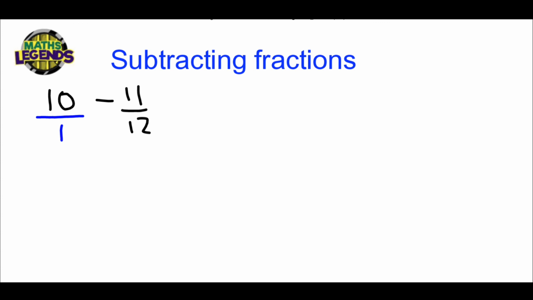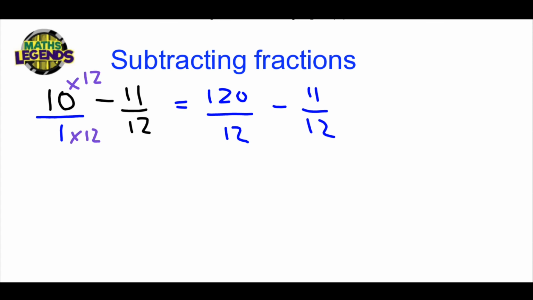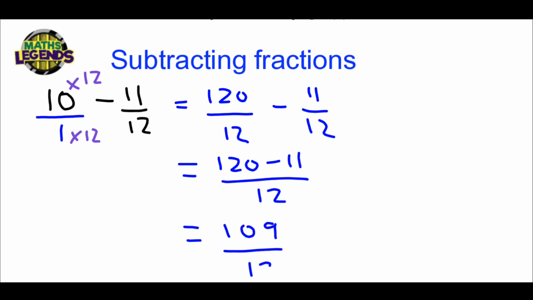Now we apply the same approach. Now 1 can be multiplied by 12 so that the denominator equals the same as the other denominator, 12. But if we do it to the bottom, we must do it to the top. So now we simplify. So 12 times 10 is 120 over 12 minus 11/12. Now that the numbers on the bottom are the same, we can just write this as 120 minus 11 all over 12, which is 109/12.